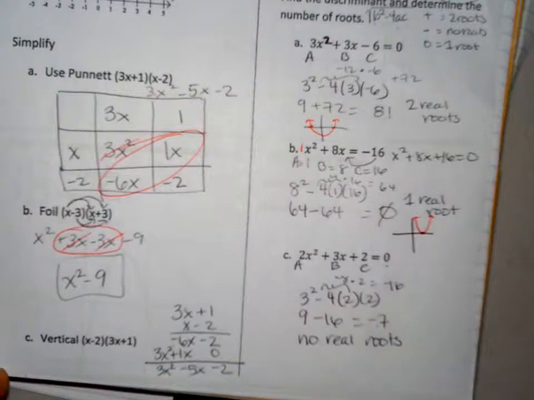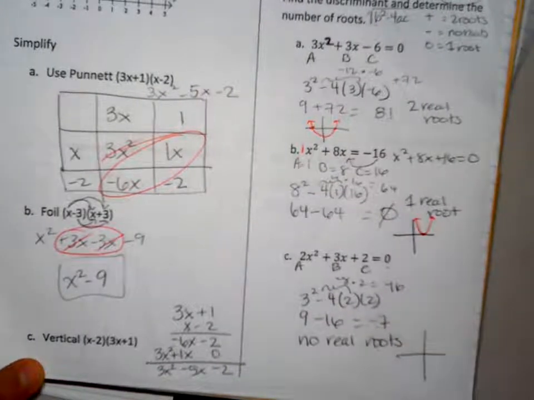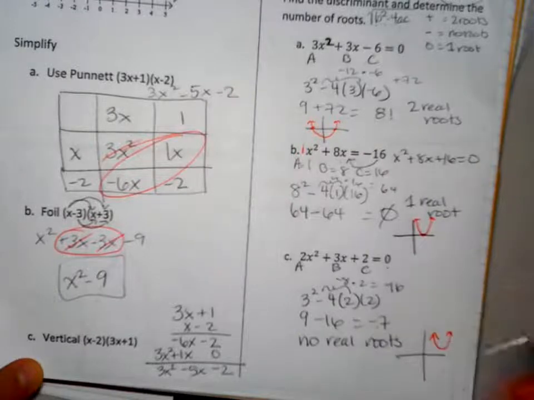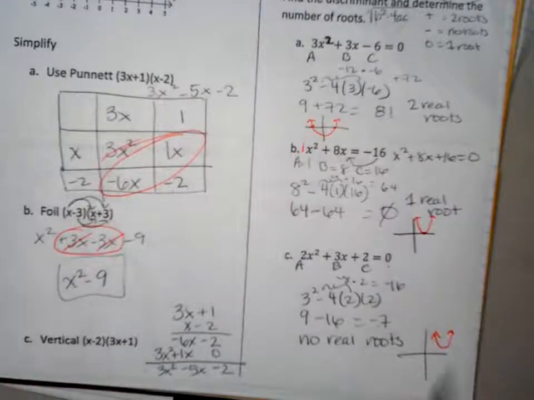And what that looks like on a graph is it would look like this. There's your x-axis, and this guy doesn't cross it at all.